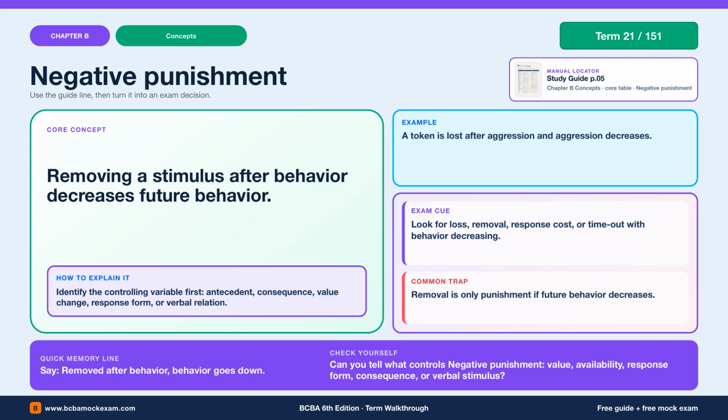The trap is calling every removal negative punishment. If behavior does not decrease, it did not function as punishment. Memory line: removed after behavior, behavior goes down.